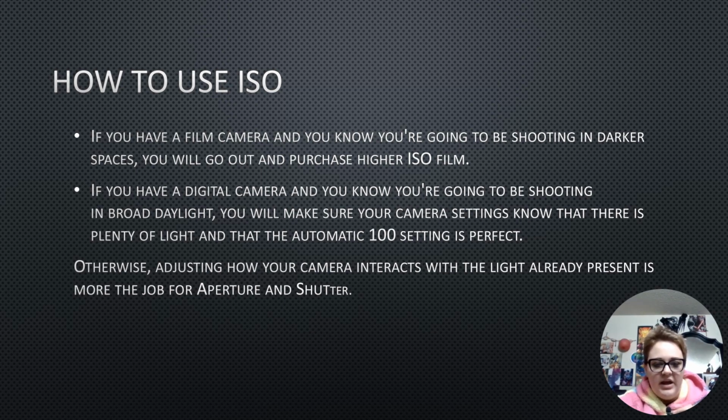Otherwise, adjusting your camera's interactions with the light is more for the job of aperture and shutter. So say there's a lot of light and you want the picture to be darker, you can have less light come into the camera and have a shorter shutter speed, of how much time the light has to enter it, so that your image looks darker than the image would have been if you just had basic settings.